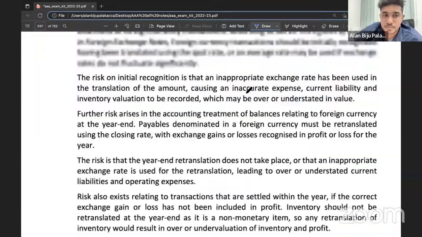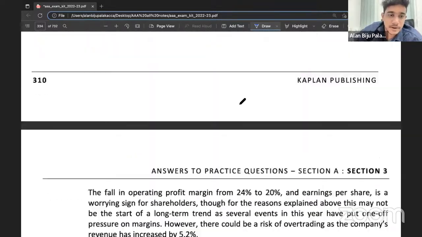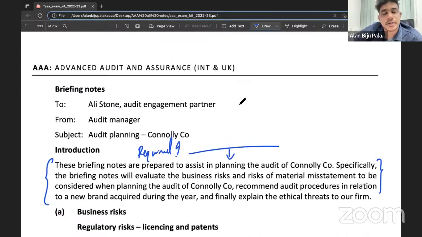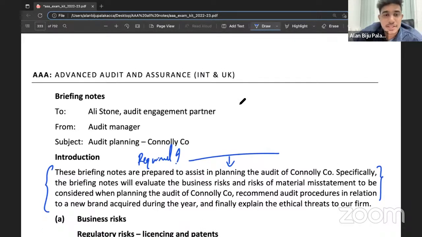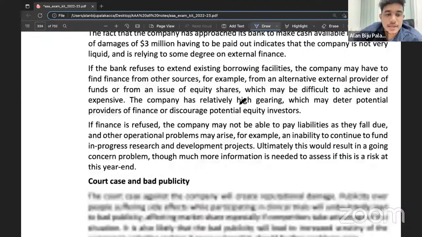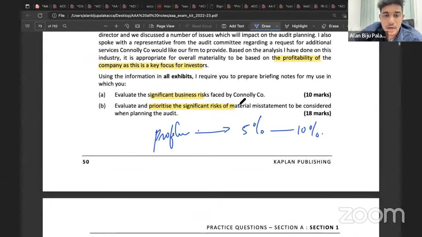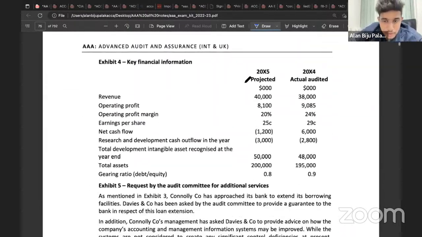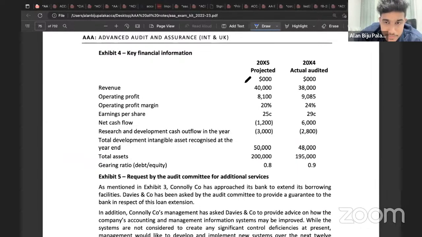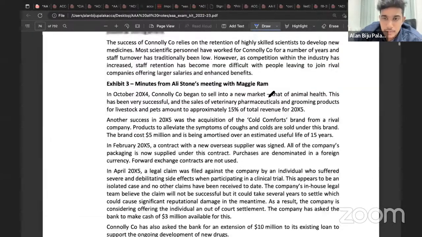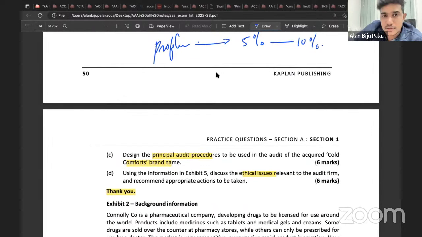Clear? Yes, sir. Yeah. Then once we have included the introductory paragraph, the next most important thing to include is the materiality. So we need to calculate the materiality. As we have already seen, the examiner has asked us to identify the materiality on the basis of the profitability of the company, so we have to trace the profit amount of the company. What's the profit for the current year? It's 8,100, or 8.1 million, right?